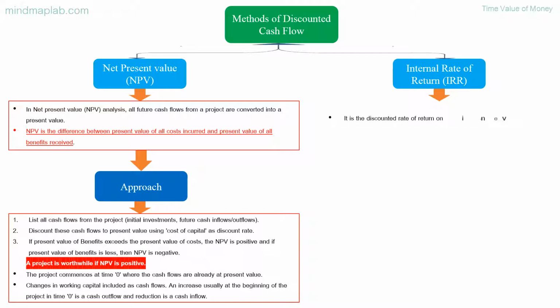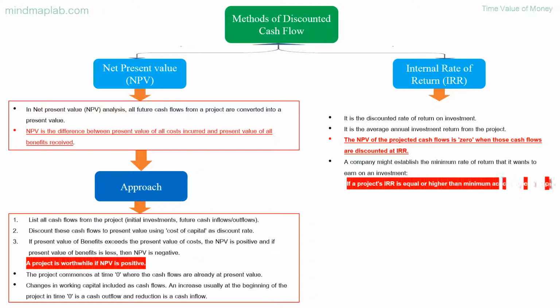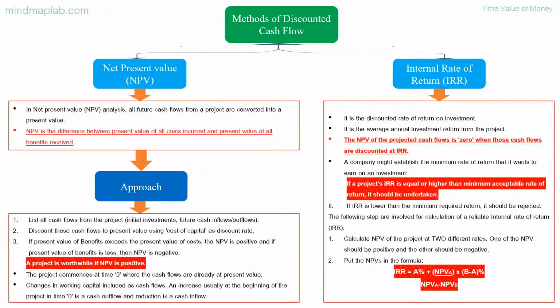Internal rate of return, IRR. It is the discounted rate of return on investment. It is the average annual investment return from the project. The NPV of the projected cash flows is zero when those cash flows are discounted at IRR. A company might establish the minimum rate of return that it wants to earn on an investment. If a project's IRR is equal or higher than minimum acceptable rate of return, it should be undertaken. If IRR is lower than the minimum required return, it should be rejected.